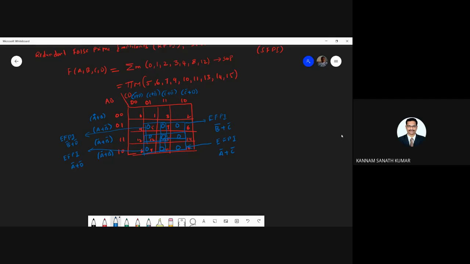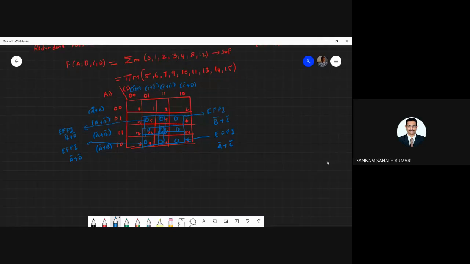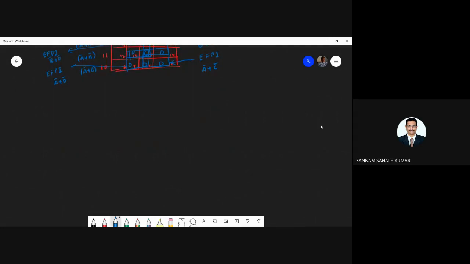Next, you have seen the essential false prime implicant, and now one more example for the redundant false prime implicant. Okay? So what is a redundant false prime implicant? The prime implicant whose zero is covered at least by one EPI, at least by one EFPI. Okay, essential false prime implicant is nothing but redundant false prime implicant.